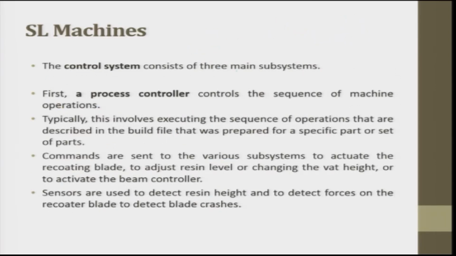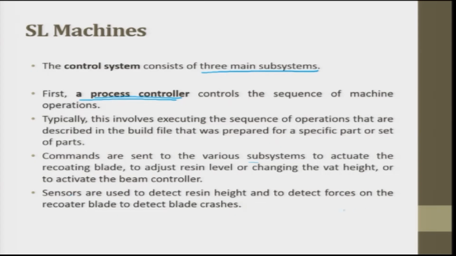The control system has three main subsystems. You have the process controller, which controls the sequence of machining operations. Typically, this involves executing the sequence of operations described in a build file that was prepared for a specific part or a set of parts. Process controller commands are sent to the various subsystems to actuate the recoating blade, to adjust the resin level, to change the vat height, or to activate the beam controller.